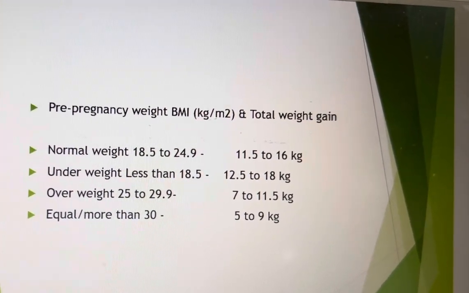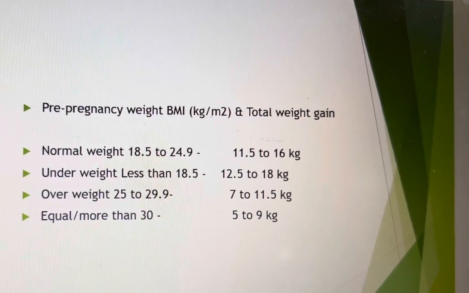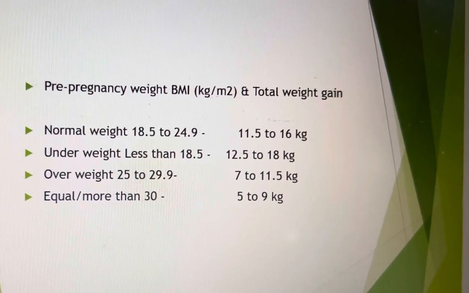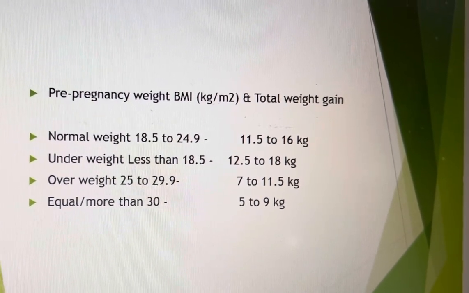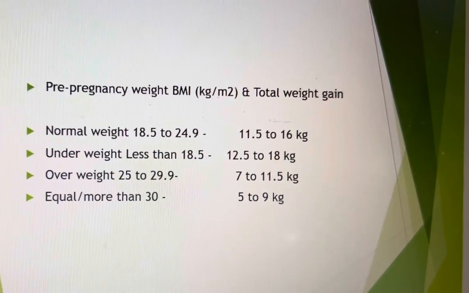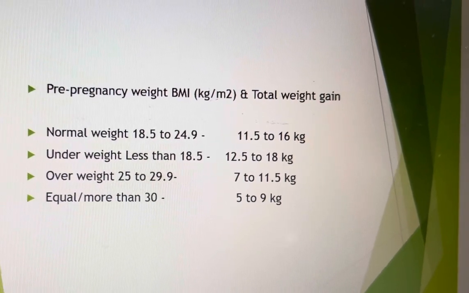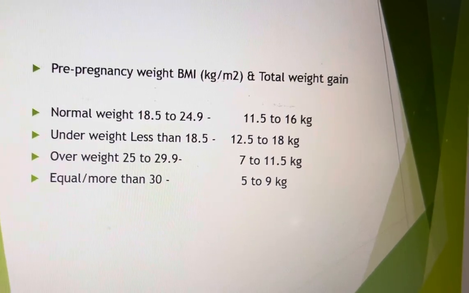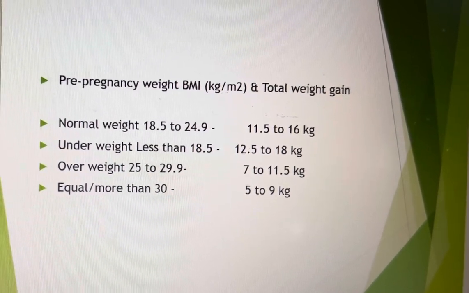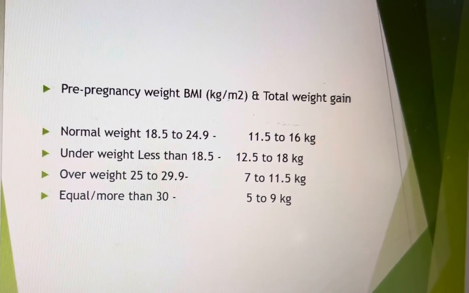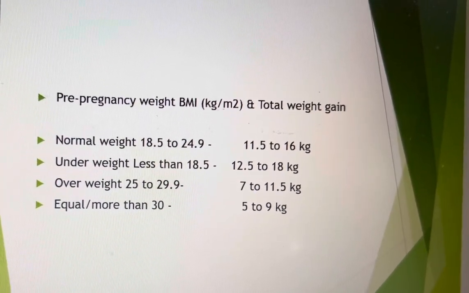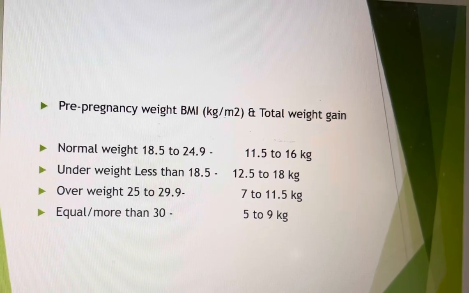For a person whose BMI is between 18.5 to 24.9, normal weight, the weight gain in pregnancy should be around 11.5 to 16 kg. If she is underweight, that is BMI is less than 18.5, then the weight gain should be between 12.5 to 18 kg. If she is overweight, that is 25 to 29.9, then the weight gain in pregnancy should be 7 to 11.5 kg. And if she is obese, that is BMI is more than 30, then weight gain in pregnancy should be around 5 to 9 kg.